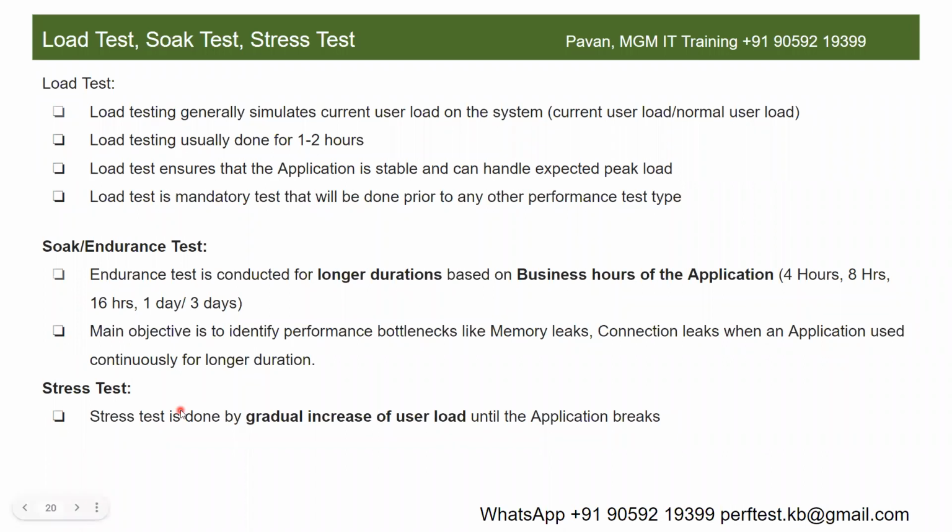Right? And the next type of testing is... see, this is the advantage you get if you learn in a batch. Some people ask for one-on-one training. I don't know why; they will not learn anything. They will not learn this much in one-on-one training, definitely. Agree?